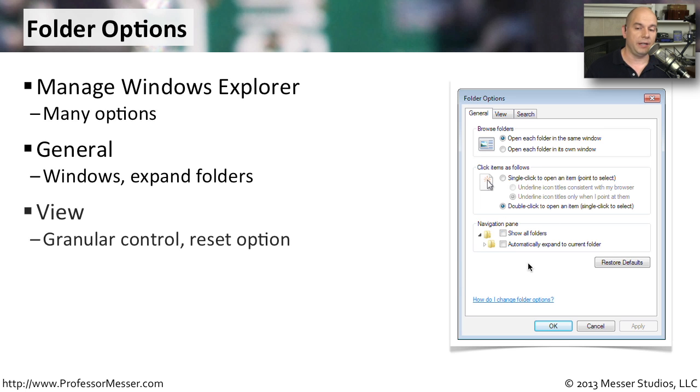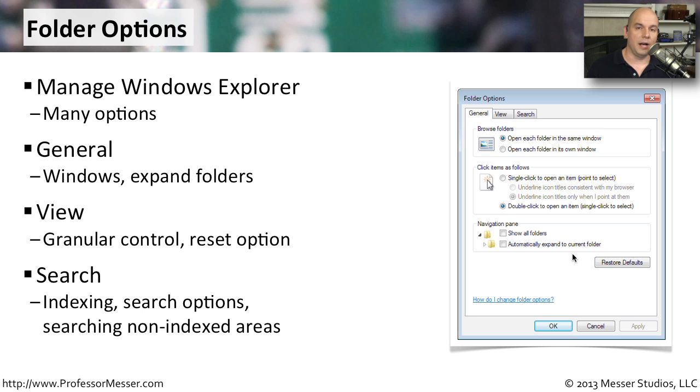You also have an option here for view. If you would like to have very granular control on what you view inside of the Windows Explorer, that's the area that allows you to not only configure that, but there's a nice button in there to reset every option you have in case you're not seeing something the way you would expect to see it inside of Windows Explorer.